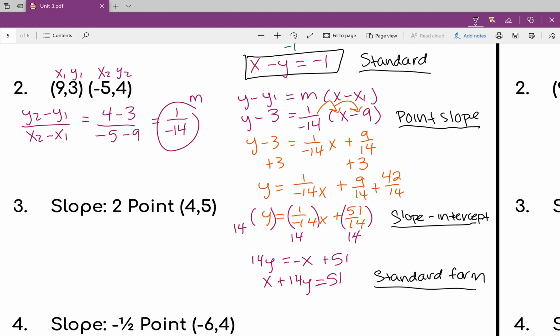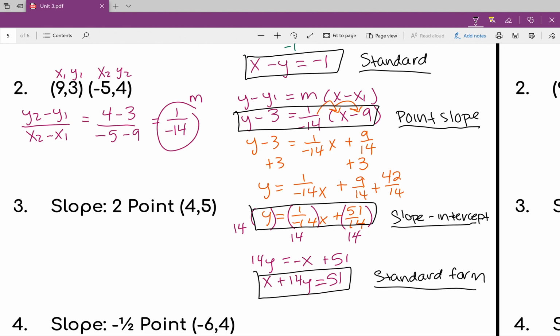So point slope right here, first answer. Slope intercept right here, standard form. Okay. And the reason why we're putting this in all these forms is because on the test, they might put it in one of these three forms, so we have to know how to be able to put it in all three. Okay, example 3.